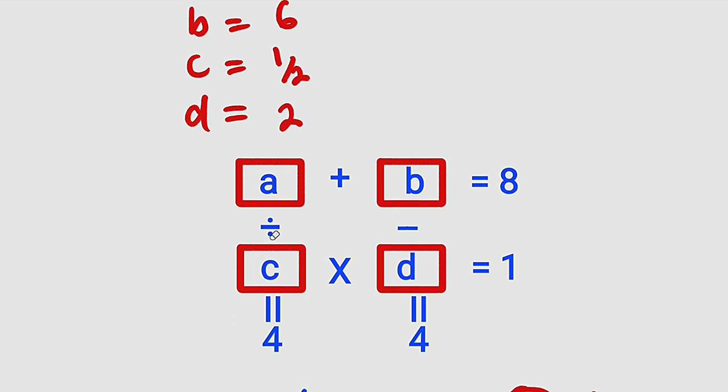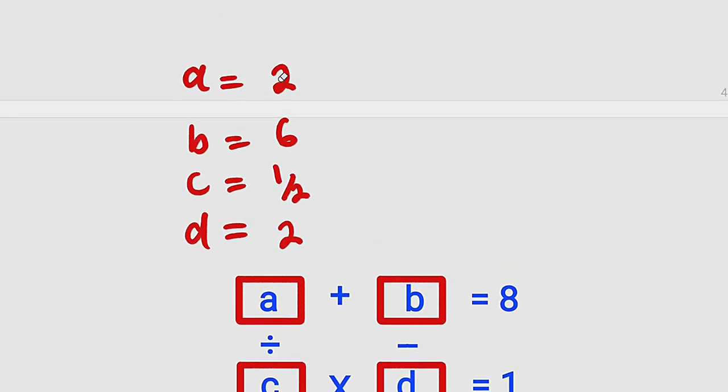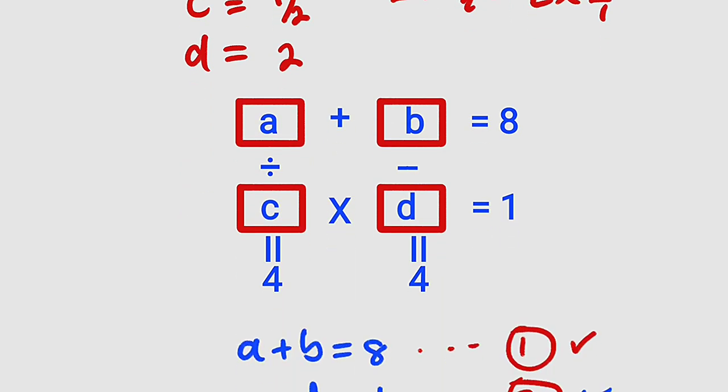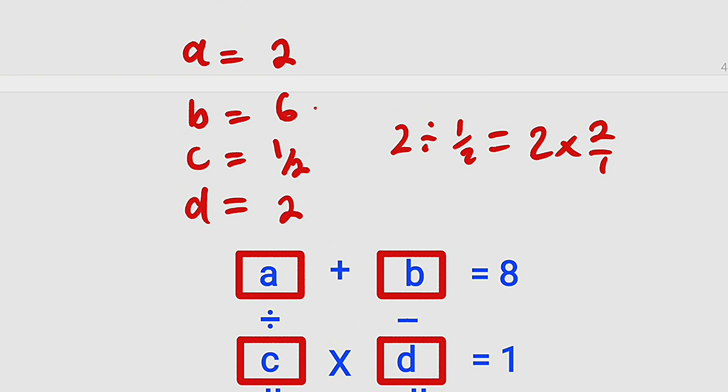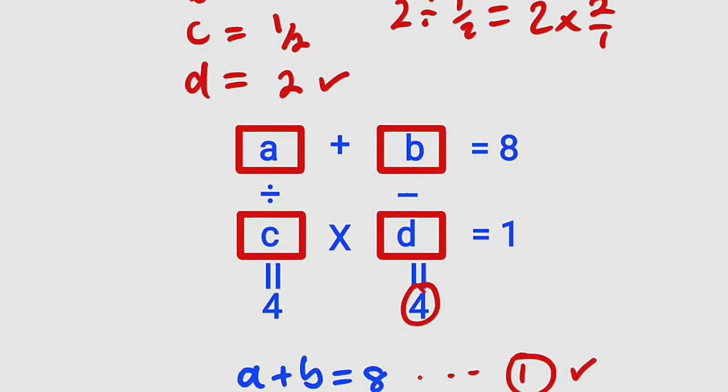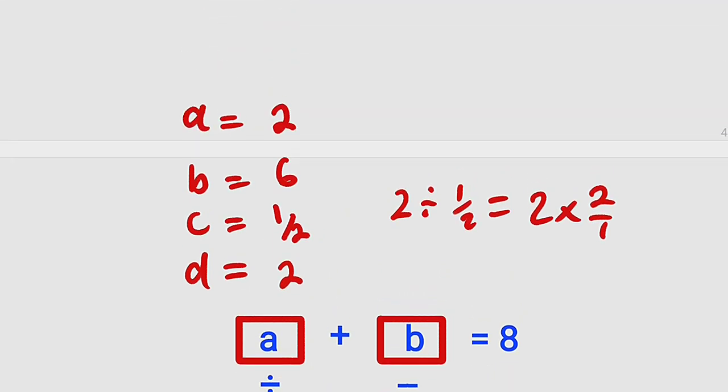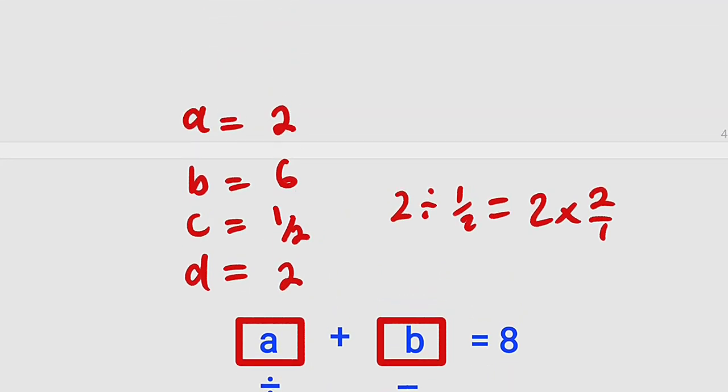What about a divided by c? 2 divided by 1/2 is the same thing as 2 times 2/1, which is equal to 4. You can see this is 4. Then lastly, b minus d: 6 minus 2 is 4. And hence, the values of a, b, c, and d are 2, 6, 1/2, and 2 respectively.